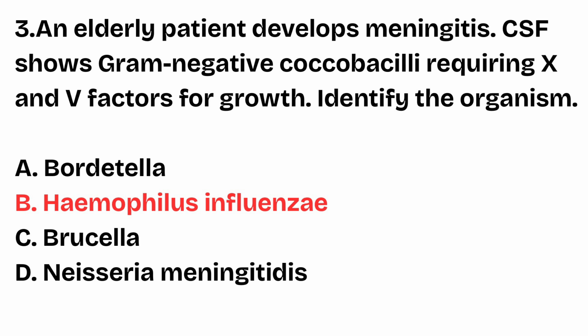Haemophilus influenzae requires both X factor hemin and V factor NAD for growth. It commonly causes meningitis in unvaccinated children.